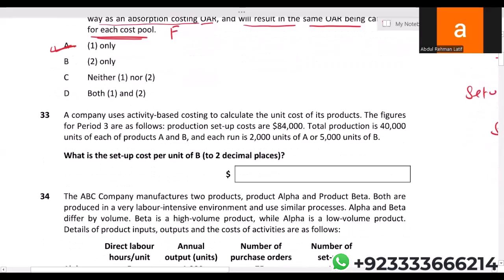Now look at this. Question 33. What is the setup cost per unit of product B to 2 decimal places? A company uses activity-based costing to allocate the unit cost of its product. The figures for period 3 are as follows: production setup cost is 84. Earlier we just did a similar question. At that time the cost was 12,000. Now it is 84.